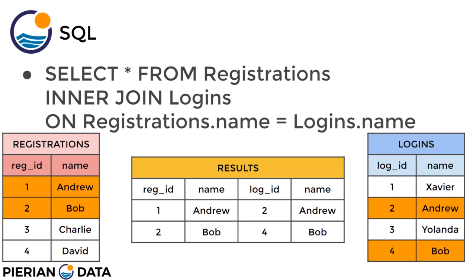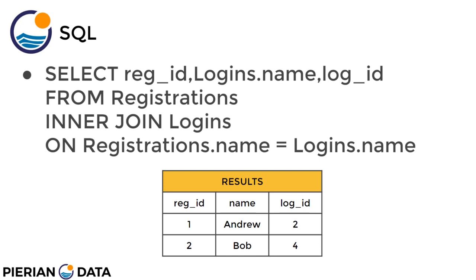Okay, and that's it. That's an inner join. Again, an inner join is looking for matches that exist within both tables. And here we're saying select all the columns. Notice, because we said select all the columns, the name column happens to be duplicated or repeated twice because there's both a name in the registrations and a name in the logins. If you wanted to get rid of this duplication, what you can do is actually specify what columns you want.